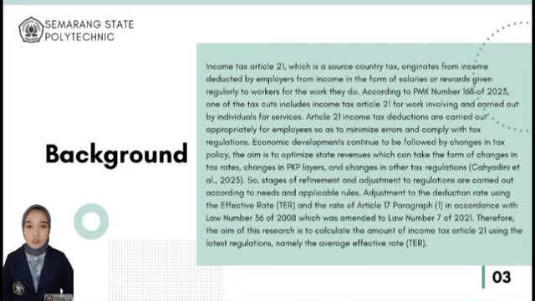Adjustment to the deduction rate using the effective rate or TER and the rate of Article 17 Paragraph 1 in accordance with Law Number 36 of 2008, which was amended to Law Number 7 of 2021. Therefore, the aim of this research is to calculate the amount of Income Tax Article 21 using the latest regulations, namely the average effective rate or TER.